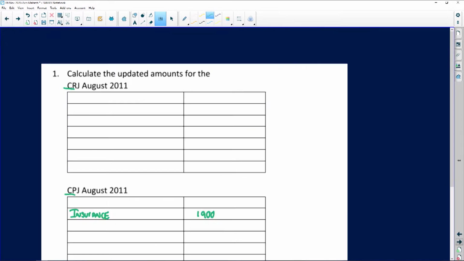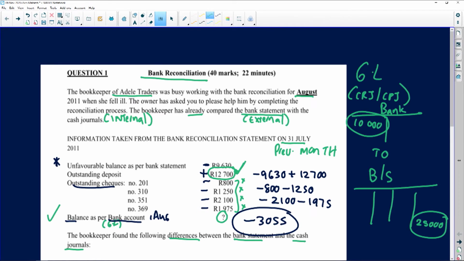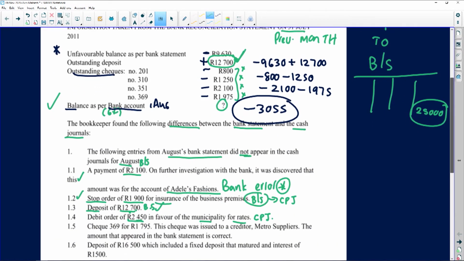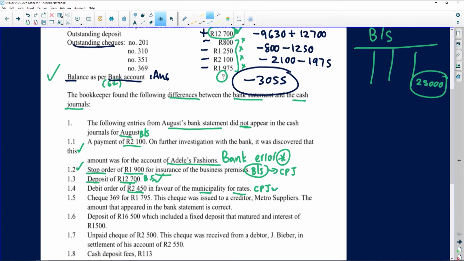Okay, so let's fill that into our CPJ. I'm just going to write down rates as details, and that amount, 2,450, in our cash payments journal. Right, let's now move on. Okay, so we've sorted that. Let's do one more transaction and then we can take a quick break.